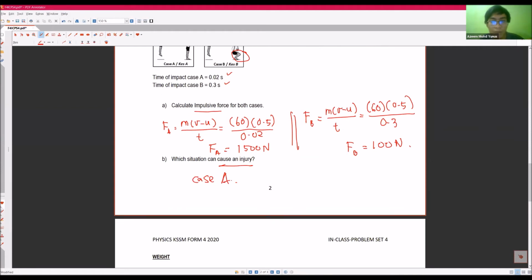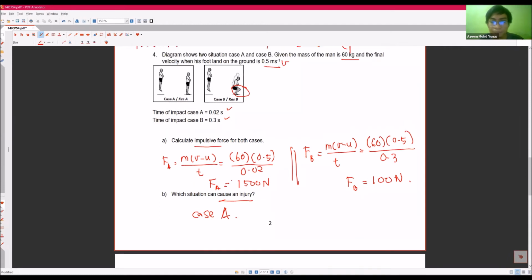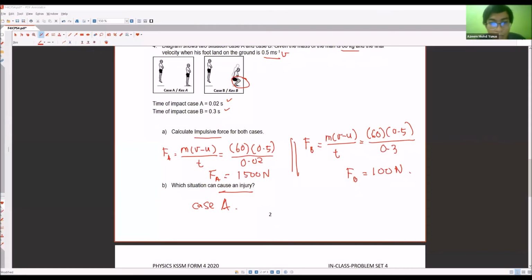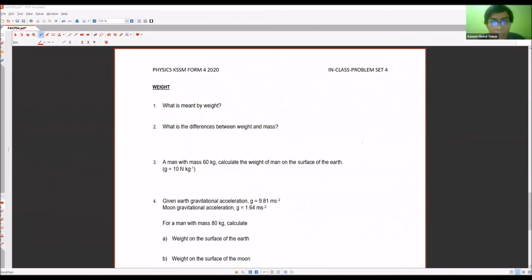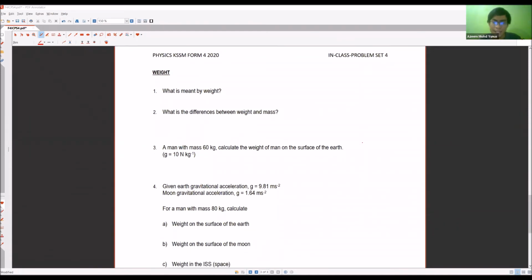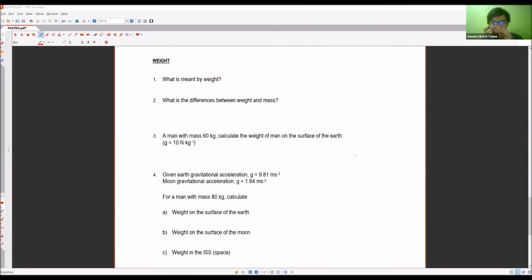Okay. So we already discussed that. So let's see the last subtopic. Okay, so let's move on. So the last subtopic is the weight. This is quite simple and the formula is also simple. But in this case, we cannot use the formula to define the term here. Let's see why. Okay. So what is meant by weight?